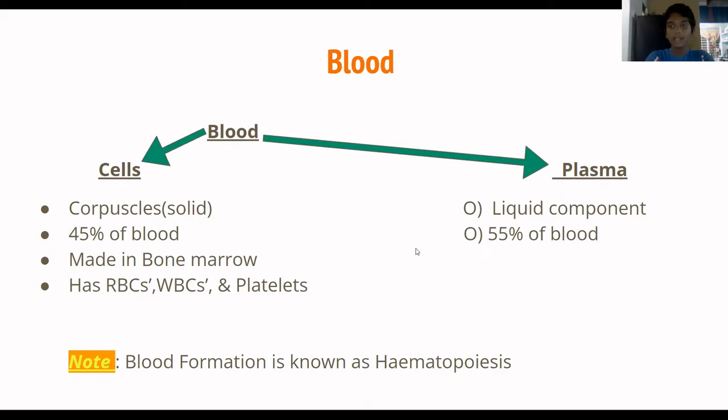Blood. What is blood? The red colored liquid we see when we get a wound is known as blood. It comprises cells and plasma. Cells are the solid corpuscles, the solid particles of the blood. They make up about 45% of the blood. They are made in the bone marrow and include red blood cells, white blood cells, and platelets. The plasma is the liquid component of the blood. It comprises 55% of the blood.